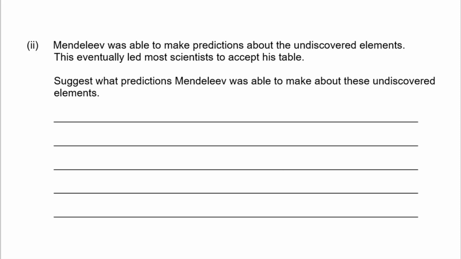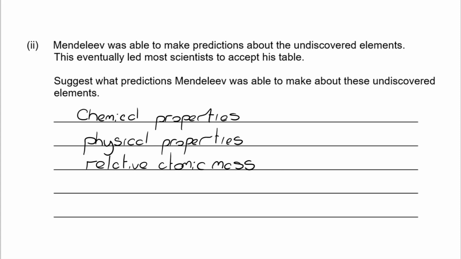Now, bearing in mind that the periodic table is built around similar elements being put together, there are a range of things that you could talk about here. You could talk about the fact that he predicted the chemical properties, the physical properties. You may have even picked out specific chemical or physical properties, like how they react with water, or their melting point, or their boiling point, or their density.